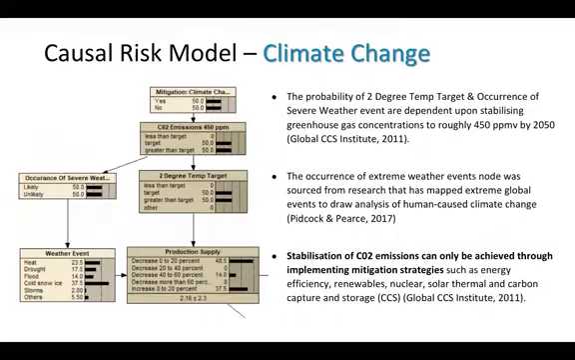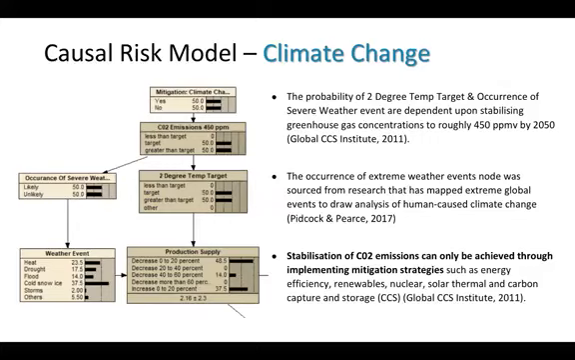On the climate change side of the diagram, the probability of limiting global temperature increases from pre-industrial levels to 2 degrees, and an occurrence of a severe weather event, are dependent upon the world's ability to stabilize greenhouse gas concentrations to roughly 450 parts per million equivalent by 2050, therefore posing a risk to horticultural production. The data on occurrence of extreme weather events was sourced from research that has mapped extreme global events to draw analysis of human-caused climate change.